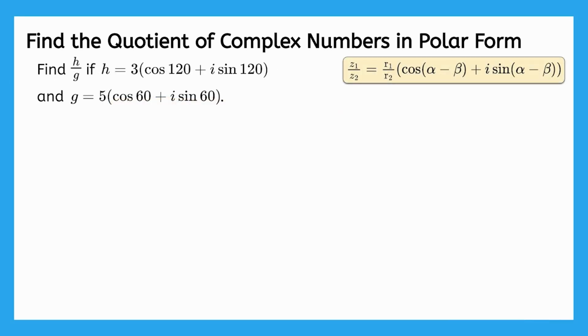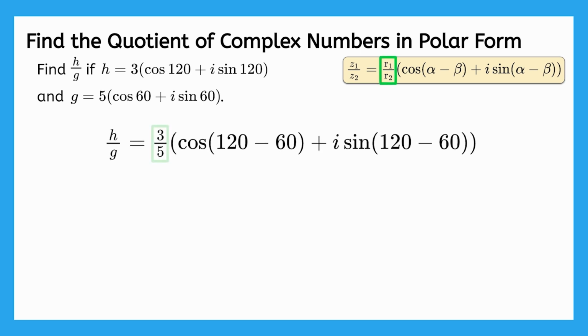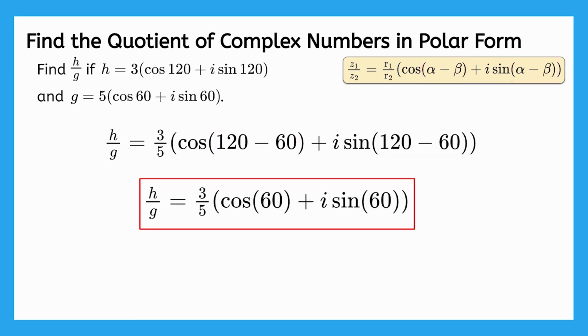The formula says to divide the moduli, giving us 3 over 5. Then subtract the angles, 120 minus 60, and simplify to write the quotient of h over g as 3 over 5 times cosine 60 plus i sine 60. Is that what you have? Great!